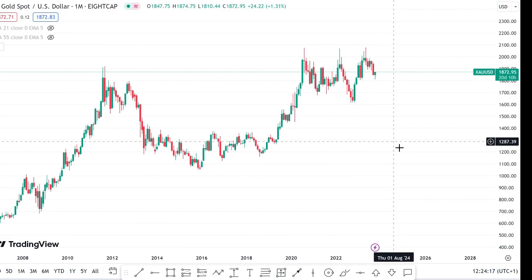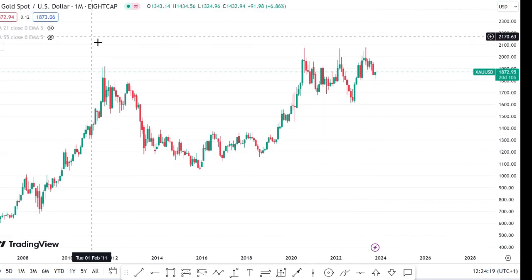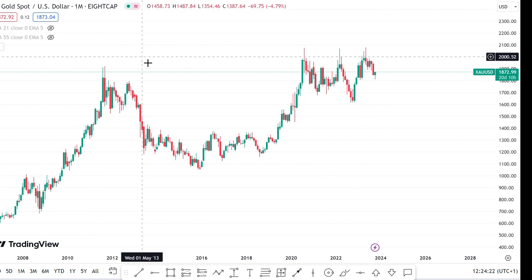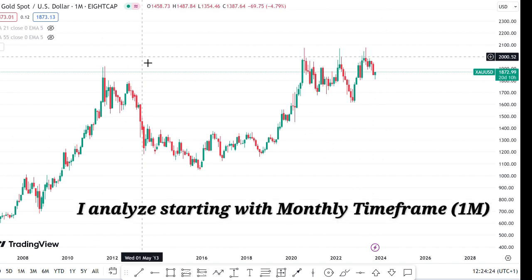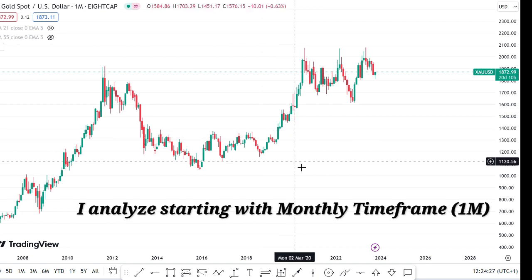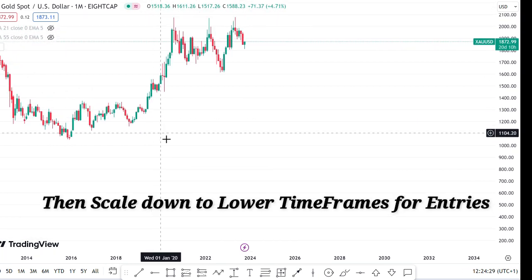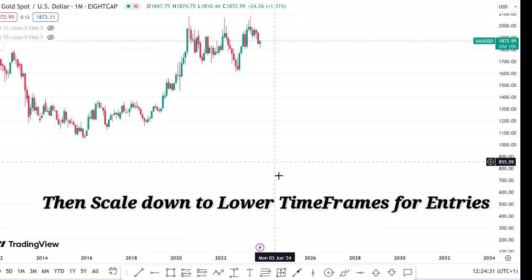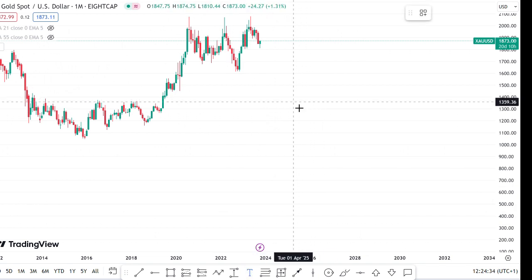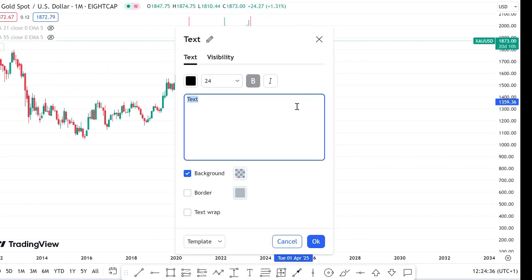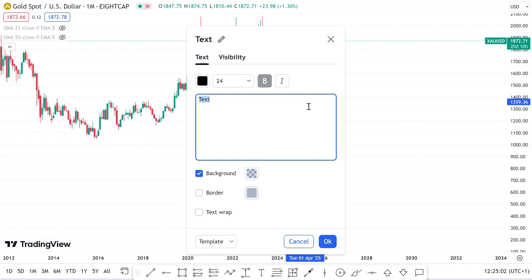I'm on the monthly time frame. As you can see, I'm on the highest time frame that I use. I make use of different time frames when talking about top-down analysis. I'll be making use of higher time frames and lower time frames. The higher time frames are just for a bigger picture to see what the market is doing overall. Then we'll scale down to lower time frame for our entries. Let's start with higher time frames.